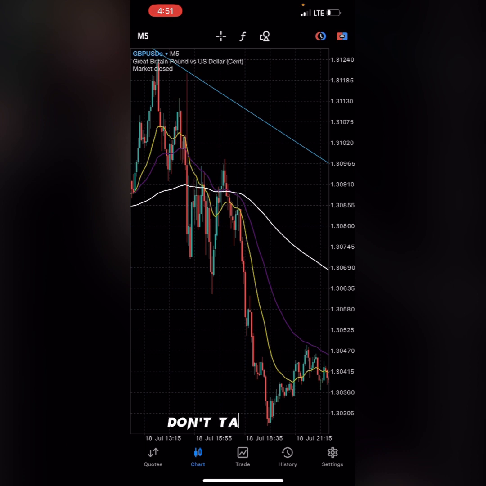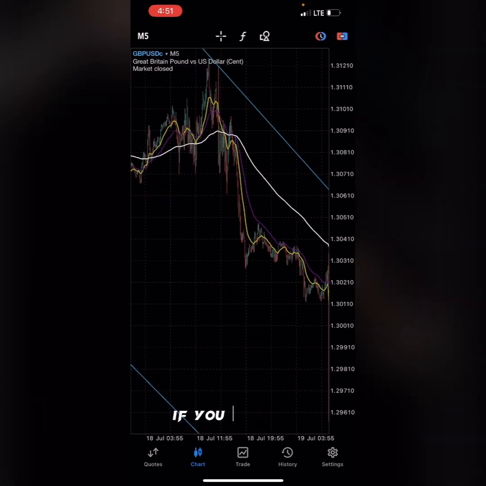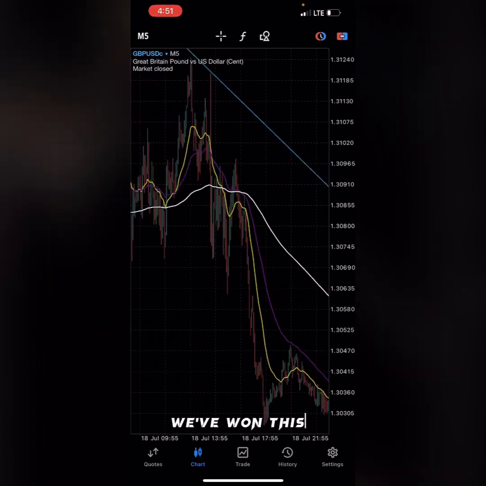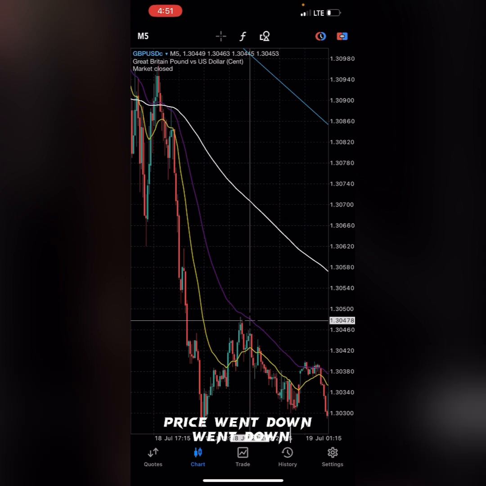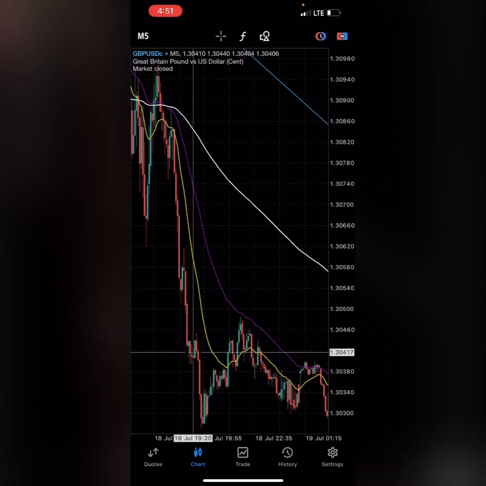Guys, don't take more than 1 to 2. If you want to achieve a 95% win rate, don't take more than 1 to 2. Don't be greedy, guys. We've won this trade. Let's see. Price went down. Let's see if we'll get more opportunities.